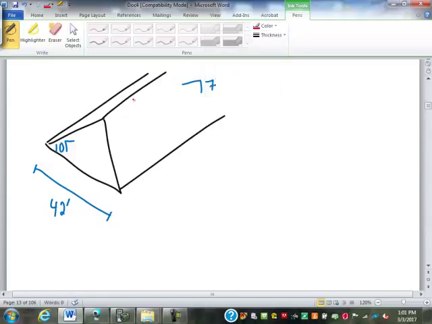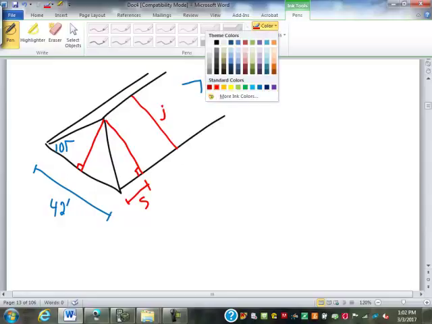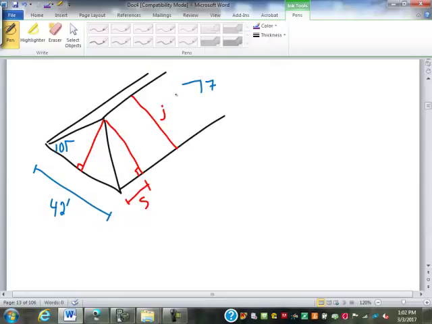Some things I'm going to ask you to find. J, which is always that top chord height. S, which is going to be the setback. Well, we find that dimension. And let's find those first, and then we'll throw some other ones in there as we go. Let's find J. How do we find J?